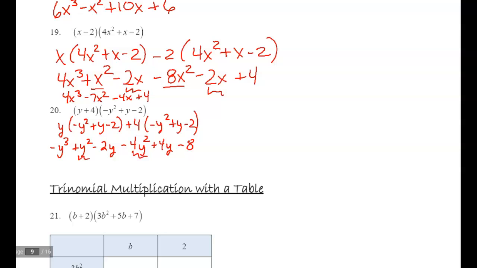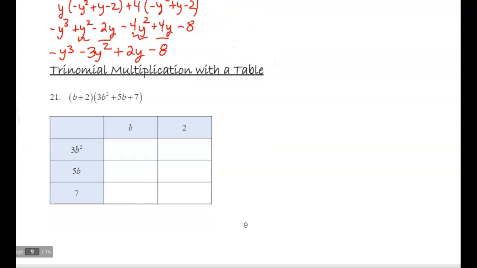Combine your y squareds, combine your y's. So I have negative y cubed. And I have negative 3y squared. I have a positive 2y. And then minus 8. So that's just combining all of our like terms. Negative 2y plus 4y is positive 2y.